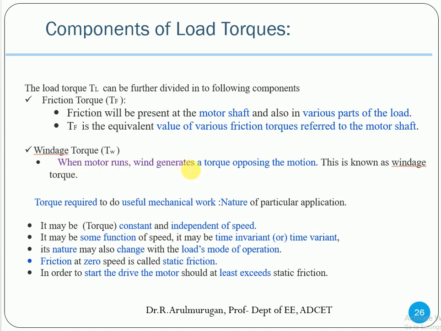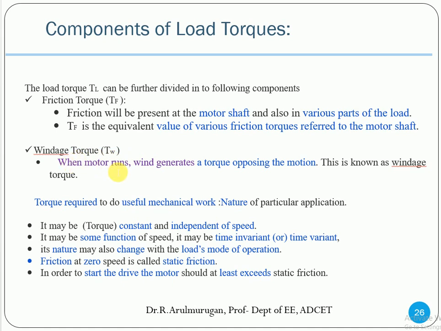When the motor runs, windage generates a torque that opposes the motion. It is nothing but the machine being converted into generator operation. When the speed increases above the rated RPM, it automatically converts into generator operation. During that time, a torque is produced, and this torque opposes the motor torque. That's why it is called windage torque. When the motor runs, it keeps running.